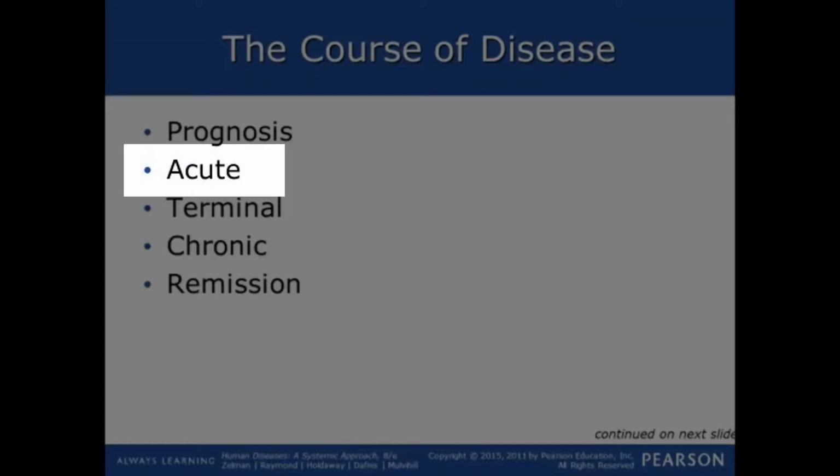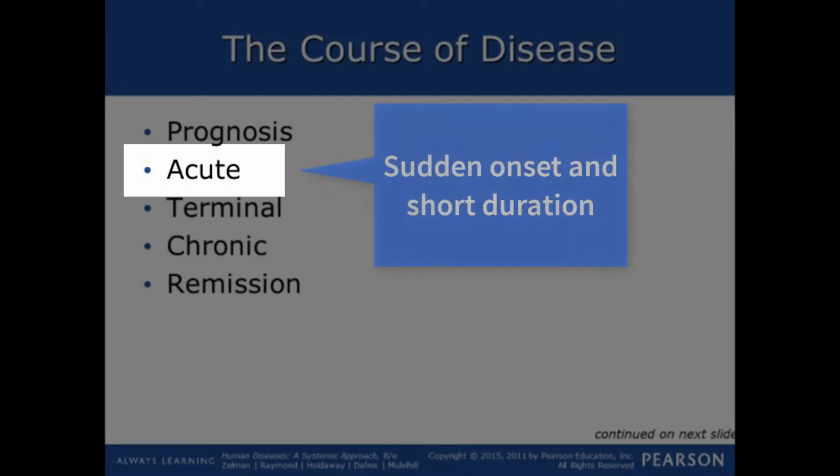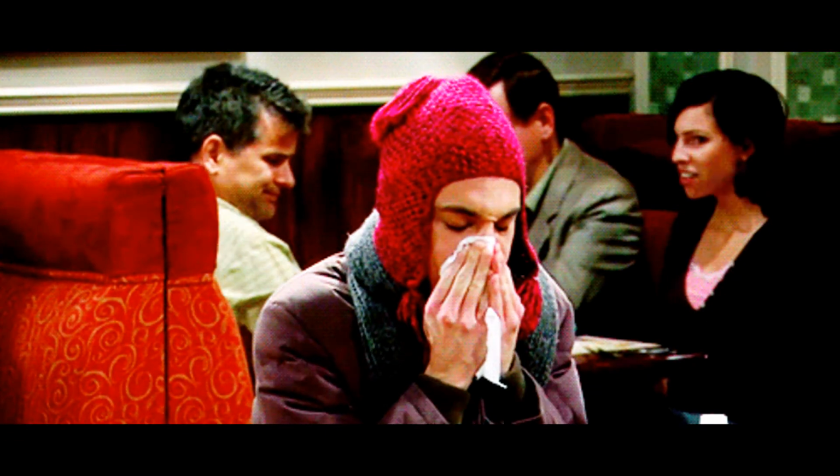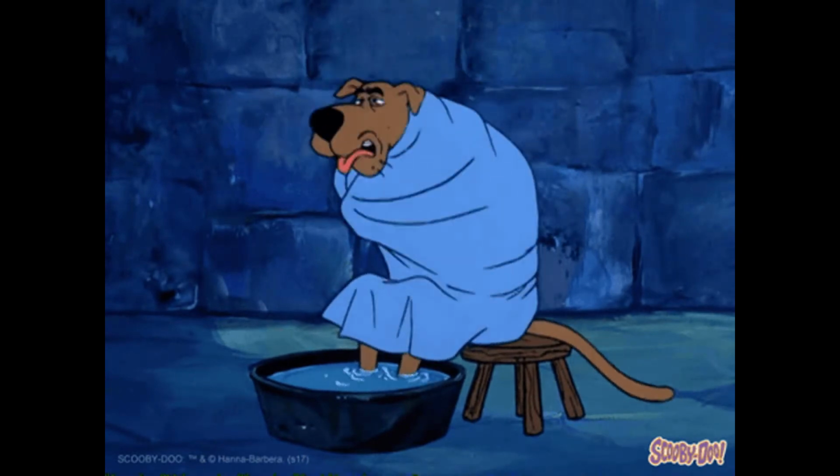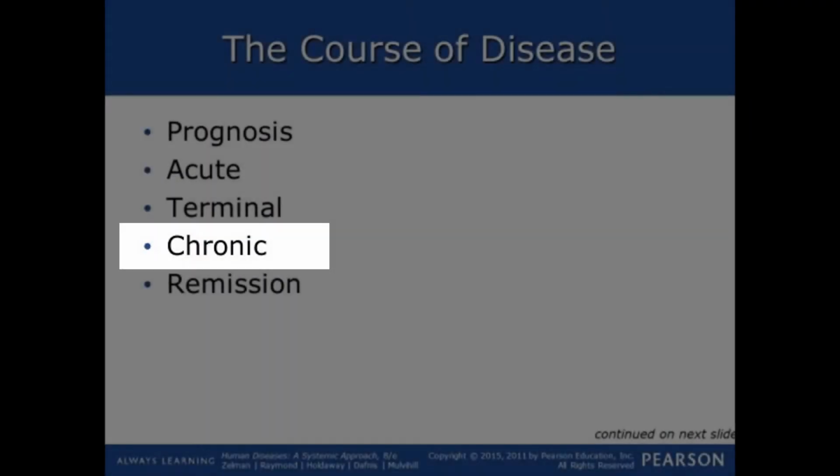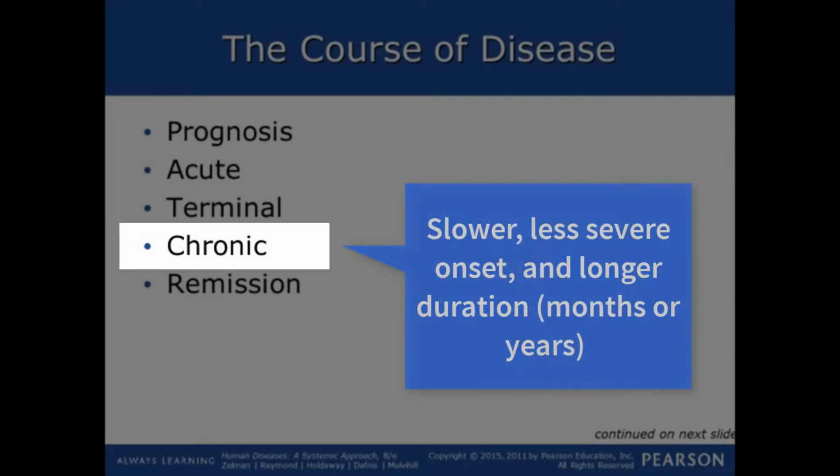Acute refers to a disease that has a sudden onset and short duration. So diseases like influenza, for example, or the common cold, they have a sudden onset but a very short duration, relatively speaking. Chronic diseases have a slower onset. They have a less severe onset.